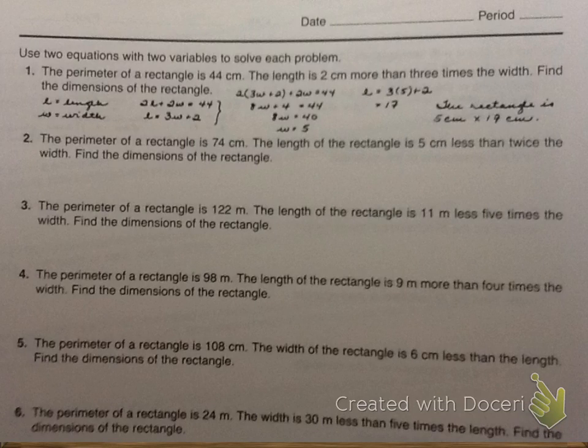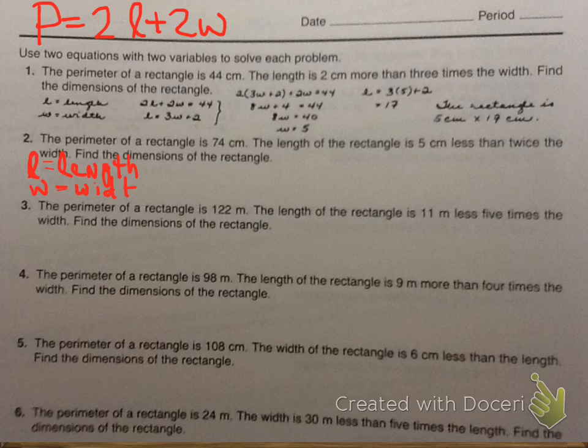Looking at perimeter problems, the next type of problem, you want to make sure that you always say the perimeter of a rectangle is 2L plus 2W. Instead of using x and y, I'll use L for length and W for width. I'm reading here and I see I have perimeter, so I'm going to put 2L plus 2W is 74.